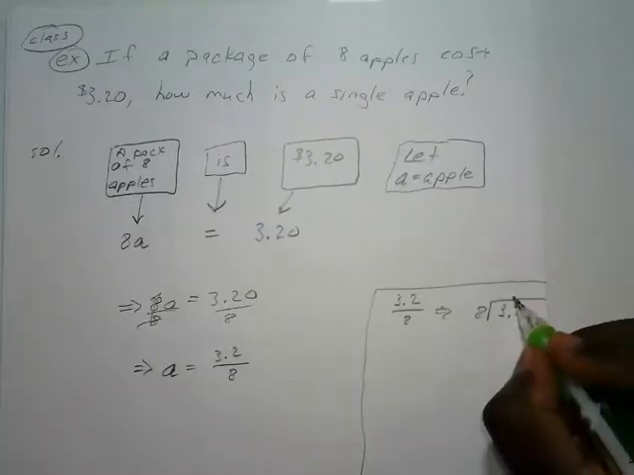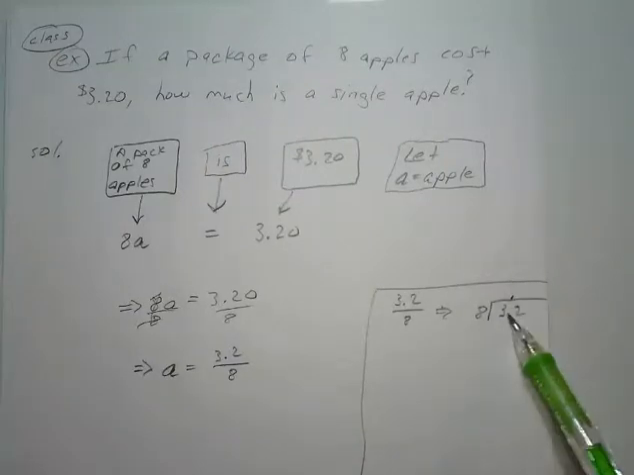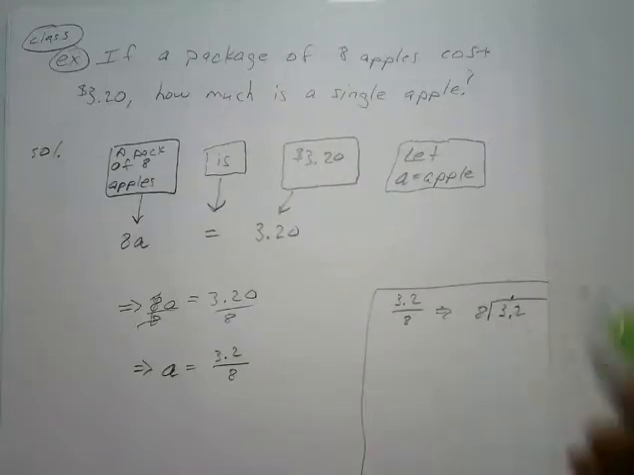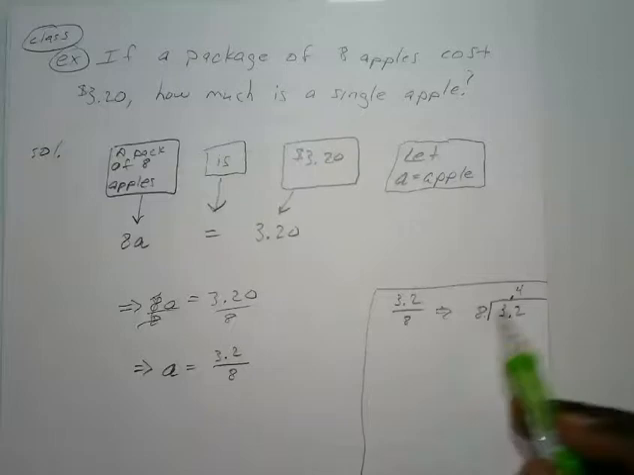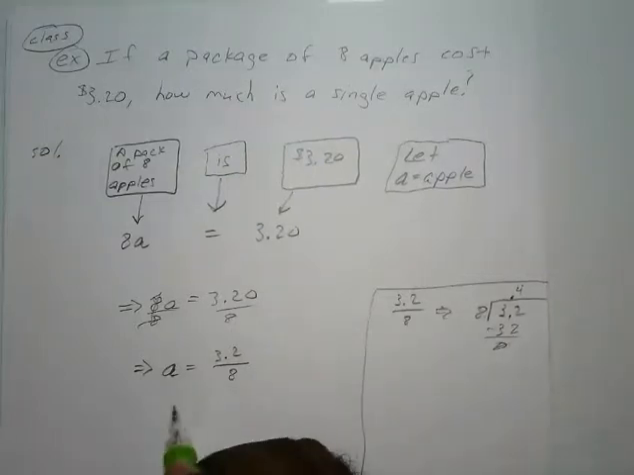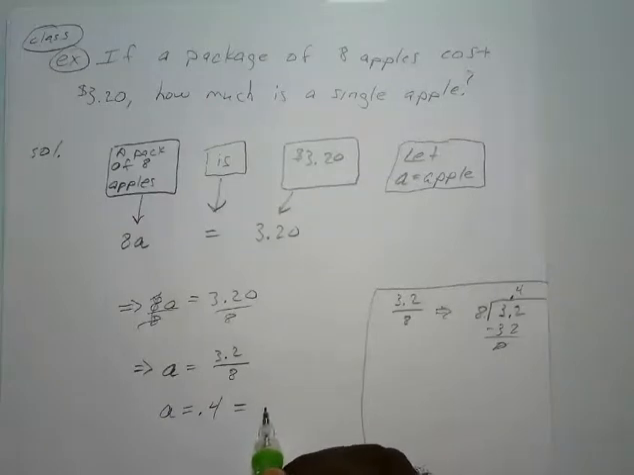Alright, so go ahead and move our decimal up. Just move it straight up. 8 doesn't go into 3, but 8 can go into 32. 8 goes into 32 4 times. 8 times 4 is 32. And gives us 0, so we end up with 0.4. So A equals 0.4. But since we're talking about money, that's just 40 cents.